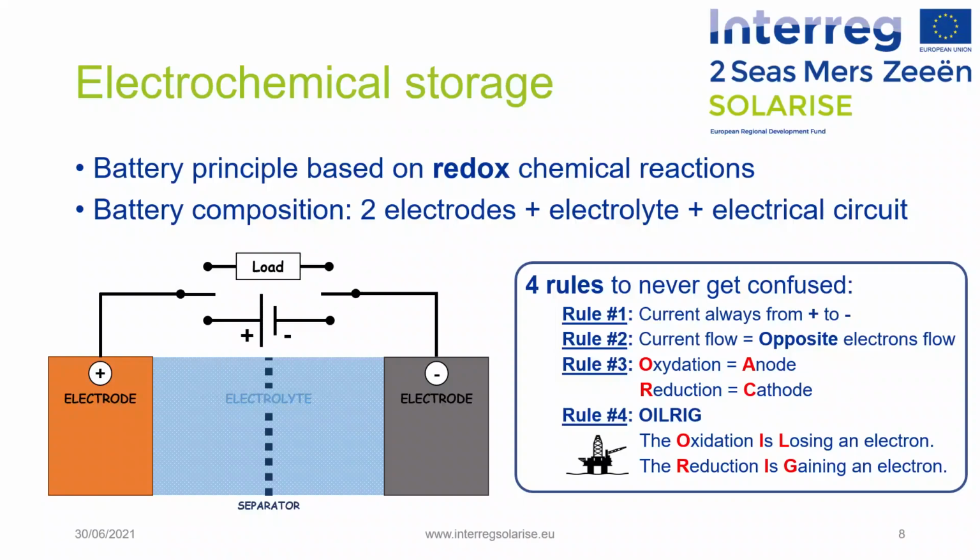To remember it easily, there is a mnemonic with the concordance of the first letter. Anode and oxidation start with a vowel, and cathode and reduction with a consonant. Rule number 4, remember the word OILRIG. It will remind you that oxidation is losing an electron and reduction is gaining an electron.